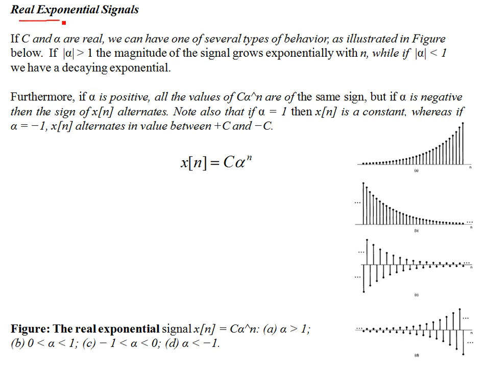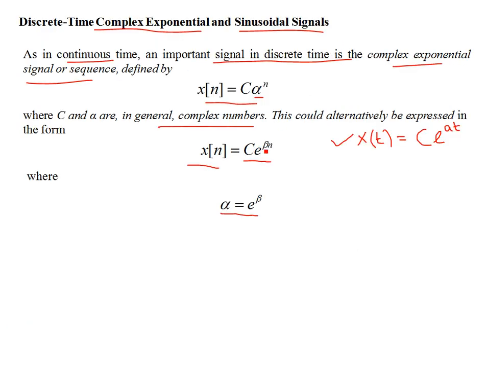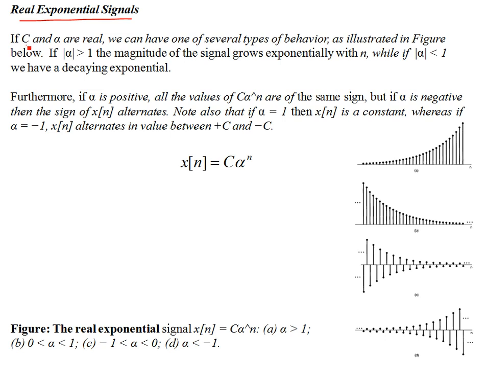Now, for real exponential signals, both beta and C over here are real. That means alpha is real, C is real. So if C and alpha are real in the complex exponential sequence, then we can have one of several types of behavior as illustrated in the figure below. So we have four behaviors, as you can see in A, B, C, D.